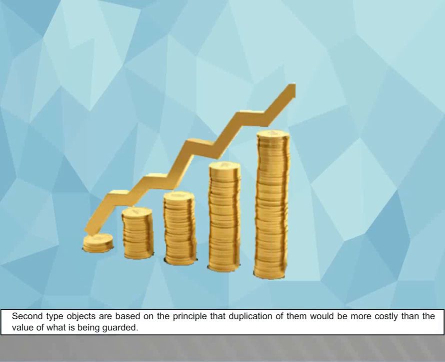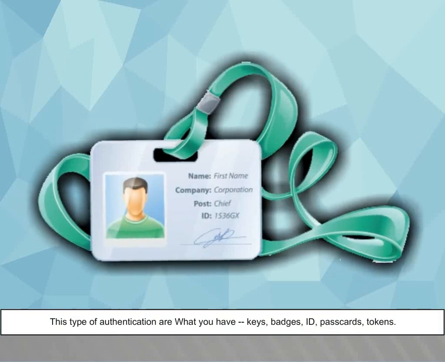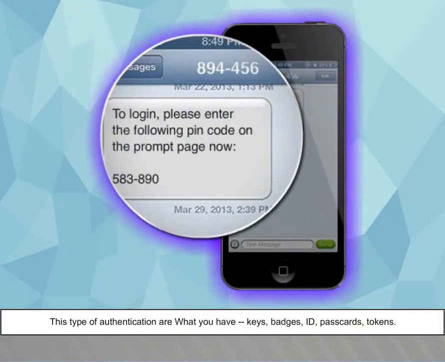Second-type objects are based on the principle that duplication of them would be more costly than the value of what is being guarded. This type of authentication is what you have: keys, badges, ID, passcards, tokens.